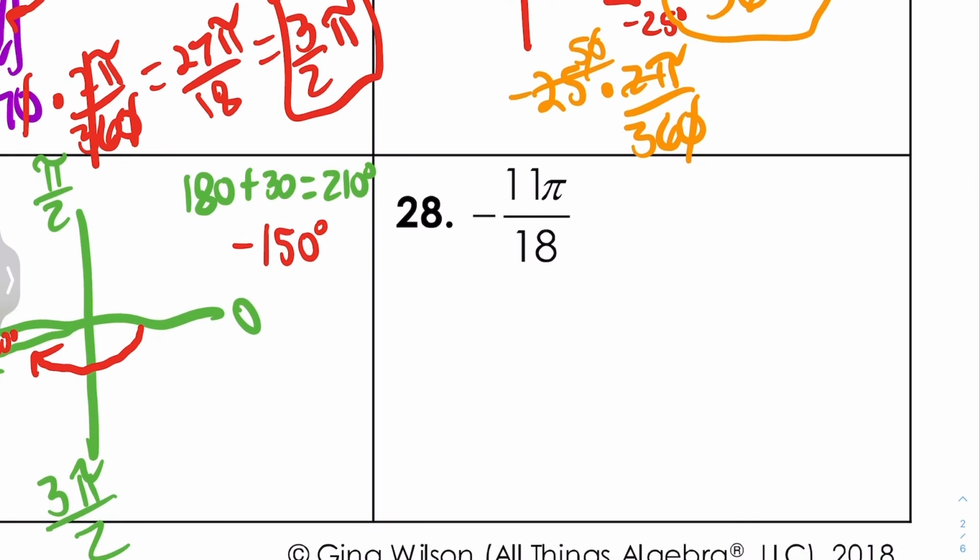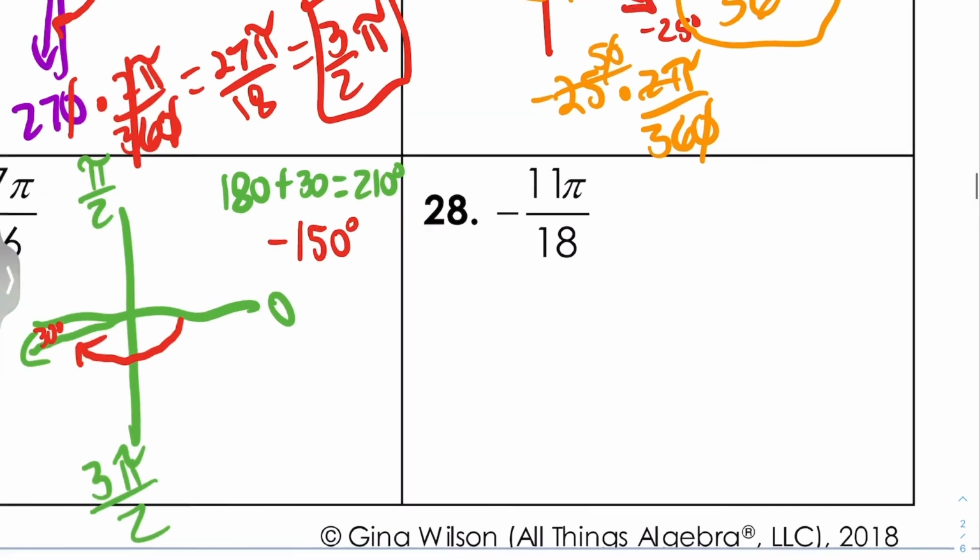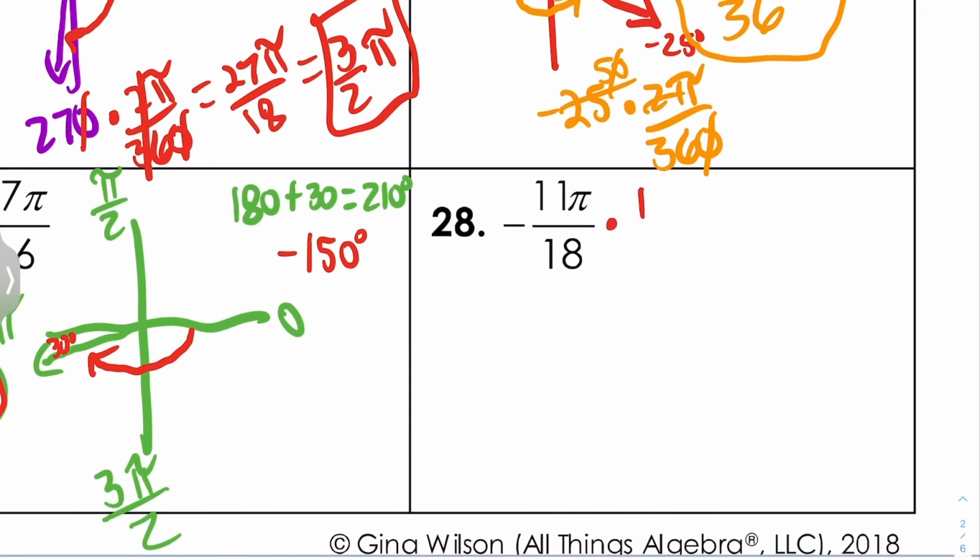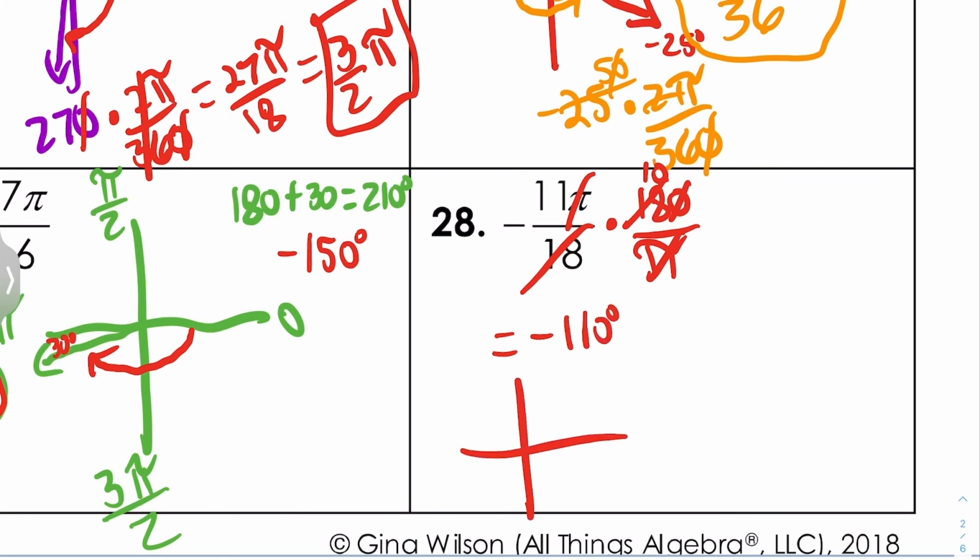Negative 11 pi over 18. Let's just go straight to the conversion. 180 on top, divide by pi on the bottom, so that way the pi's cancel out. 18 and 18. Well, this will leave a 10. Negative 11 times 10, negative 110 degrees. Negative 110 is a little bit past negative 90. It's going to be 20 degrees past it.